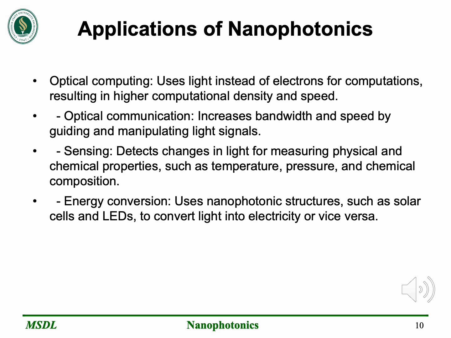Energy conversion is another field where nanophotonic structures such as solar cells and light emitting diodes can be used to convert light into electricity or vice versa. For example, nanophotonic solar cells can be more efficient than traditional solar cells as they can capture a broad range of the solar spectrum. Overall, the potential applications of nanophotonics are vast and varied. As the field continues to advance, new materials and fabrication techniques are developed. It is likely that even more applications will be discovered soon.